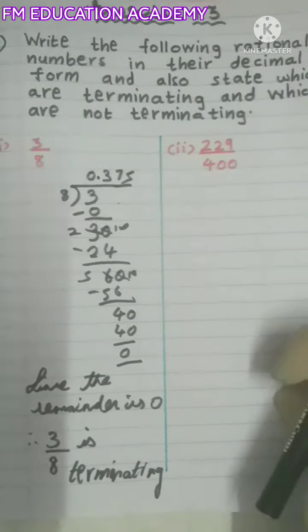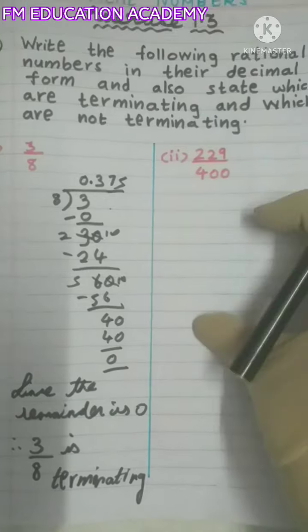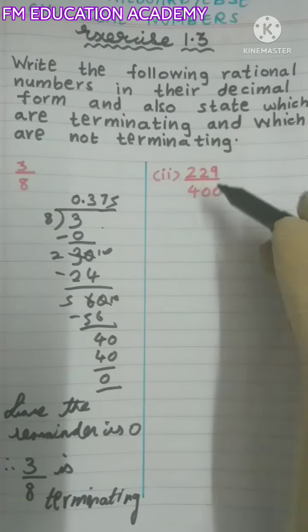What is it saying? You have to convert this 229 by 400 into the decimal expansion form. How to convert?